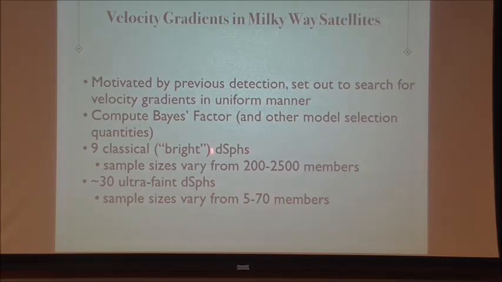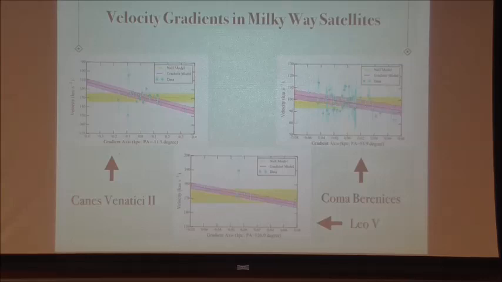There are 2 classes of dwarf spheroidal galaxies. There's the classical bright satellites. These are mostly all pre-Sloan, and they have very large sample sizes. Then you have the ultrafaints that have small sample sizes. This is partly because they were discovered later, partly because it's hard to get spectra for them. So we did this for all the galaxies that we could, and we found velocity gradients in 3 galaxies. One of these is Leo 5. We found a velocity gradient that agreed with the Collins analysis. And then we found a velocity gradient in CVn II and Coma Berenices.